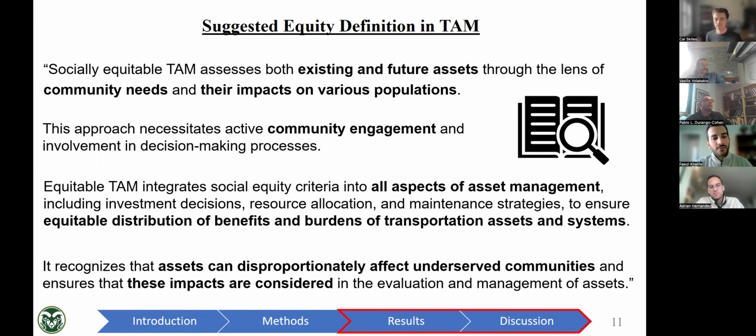The last part is about assets. Asset managers should recognize that certain practices can disproportionately impact underserved communities in different ways. Let's say low income communities might be impacted differently by a pothole in their neighborhood than if it's in a richer neighborhood. So these impacts should be considered in the evaluation and management of assets. This is the full definition that we suggest to be used and modified based on the certain needs of the DOT, the MPO, or the city.